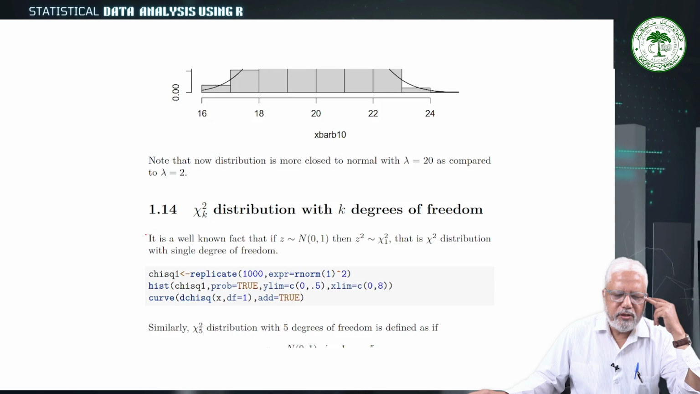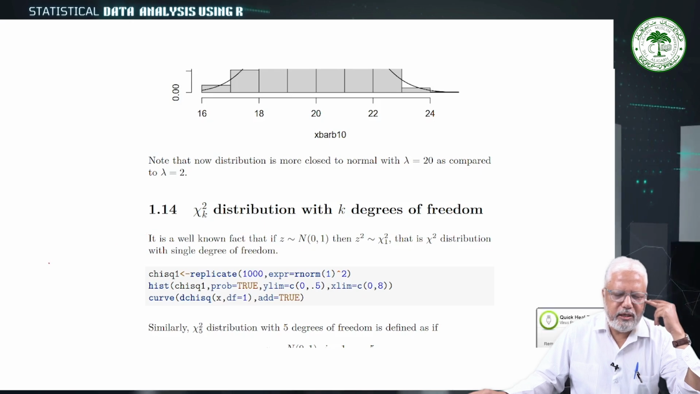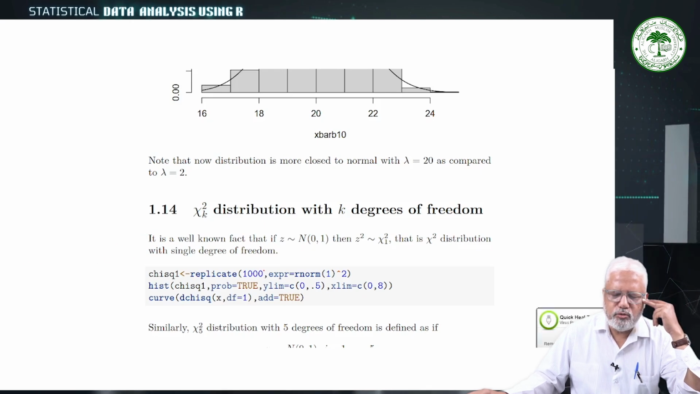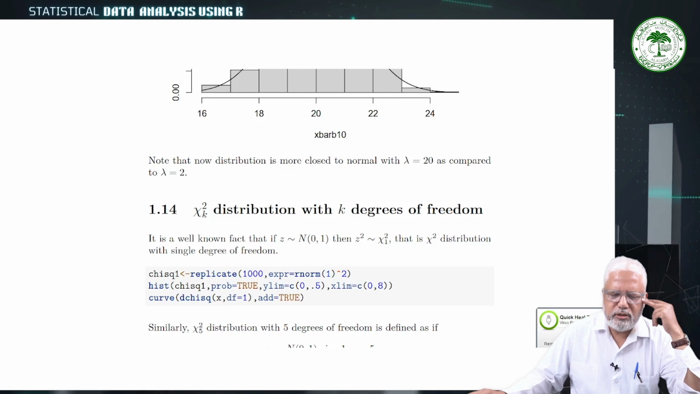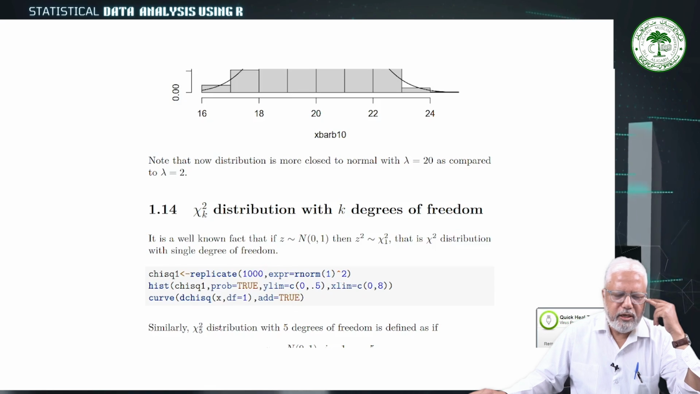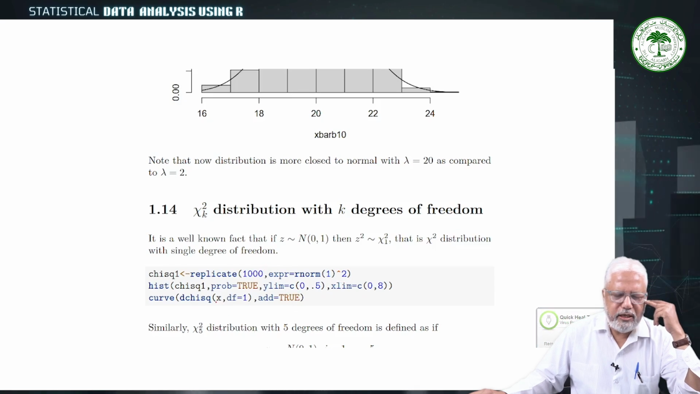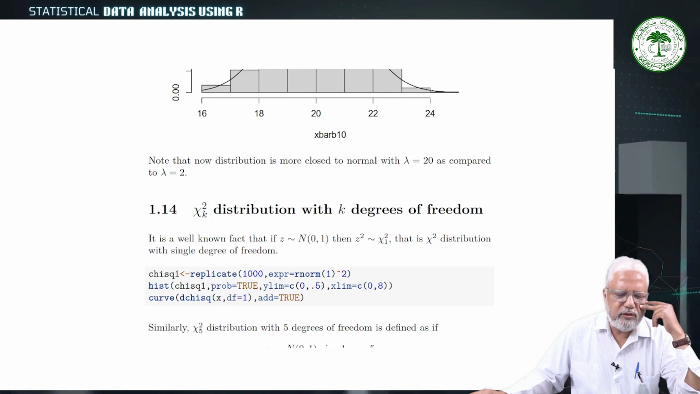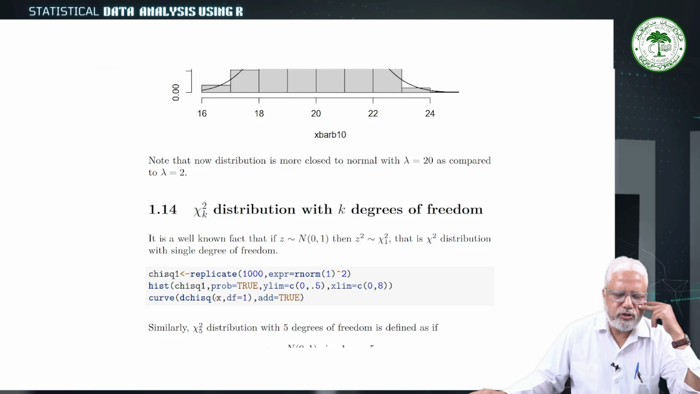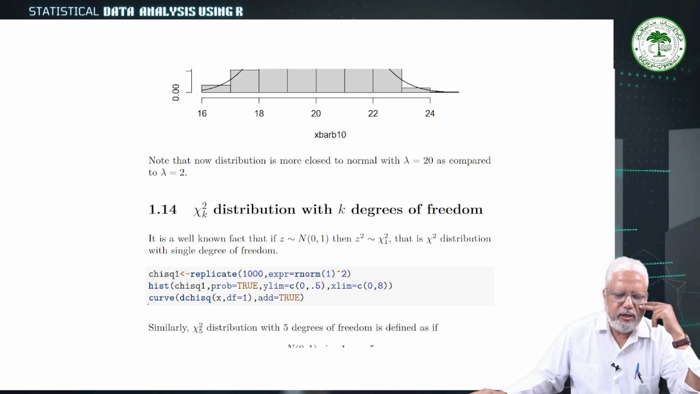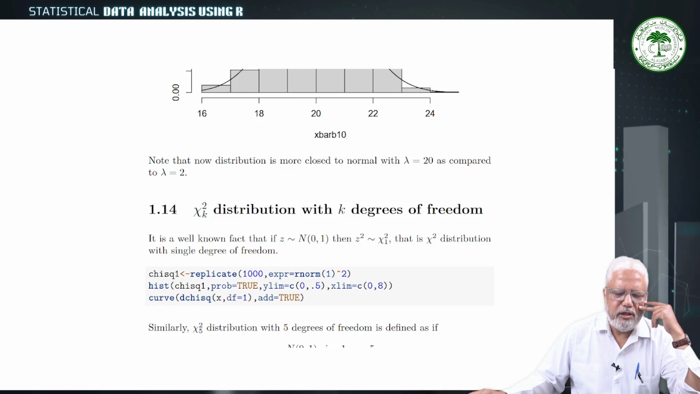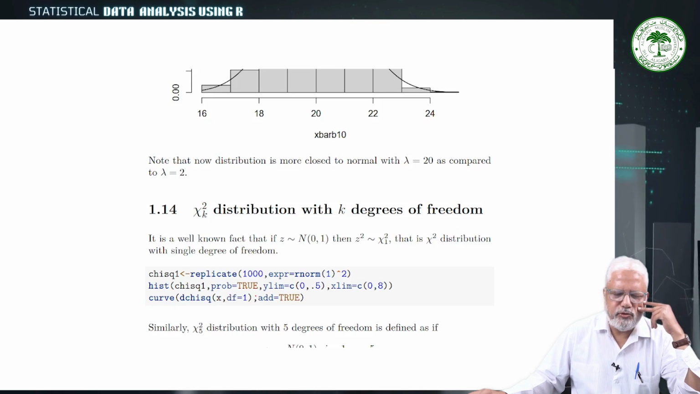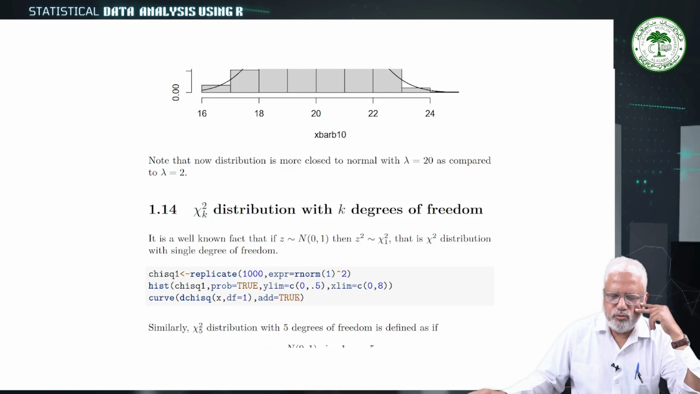So we have 1000 values, and then we make a histogram with prob equal to TRUE, ylim equal to this, and xlim equal to 0, 8, and then curve(dchisq(x, df = 1), add = TRUE). With the curve command we always have x here, to represent the x axis.